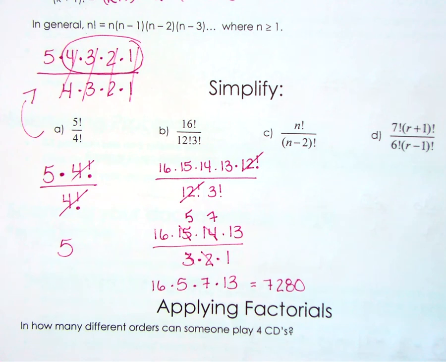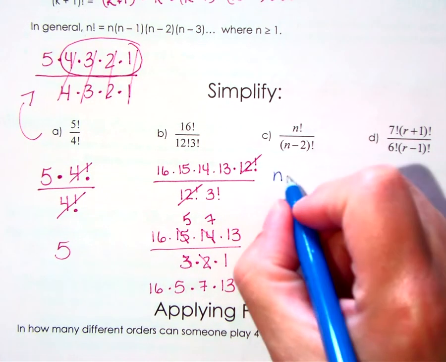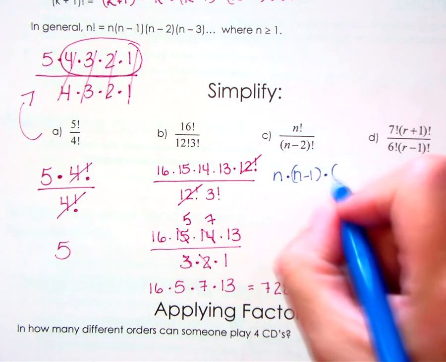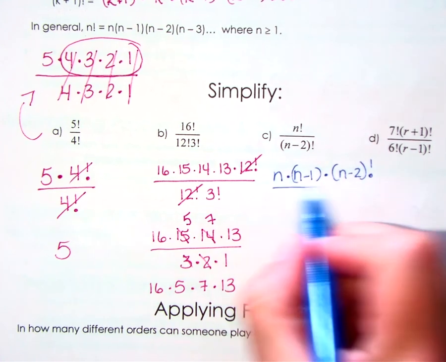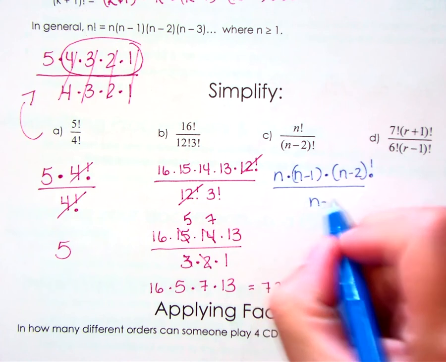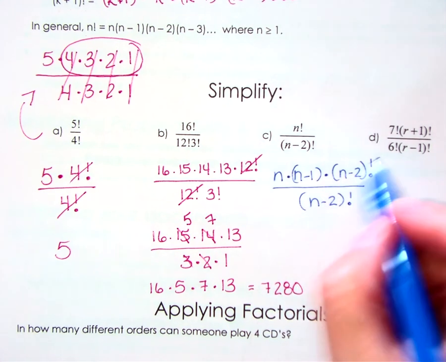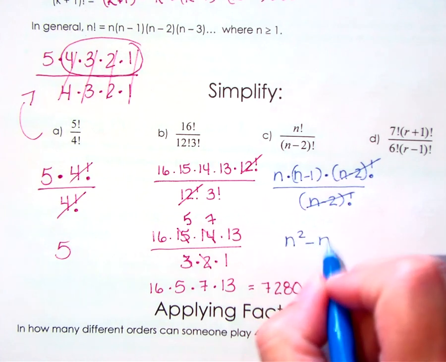Okay, let's do n. So this is going to be, maybe I'll switch colors just because I feel like I'm getting crammed in here. n times n minus 1 times n minus 2 factorial over n minus 2 factorial. Those cancel each other out, and I'm left with n squared minus n.